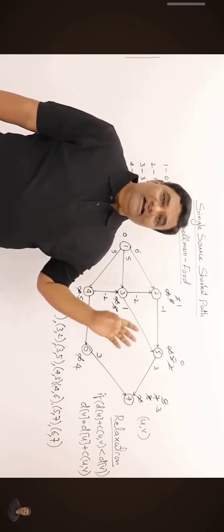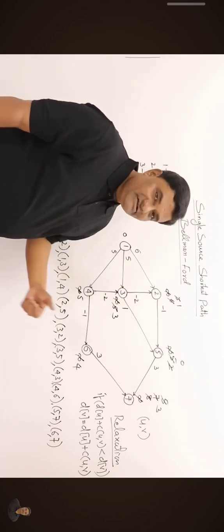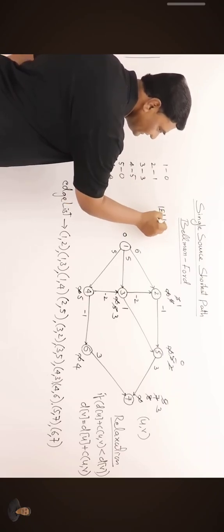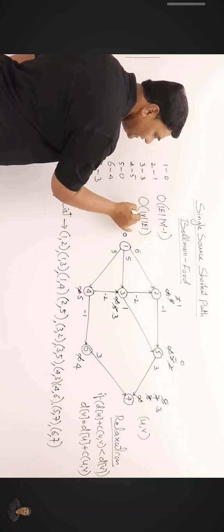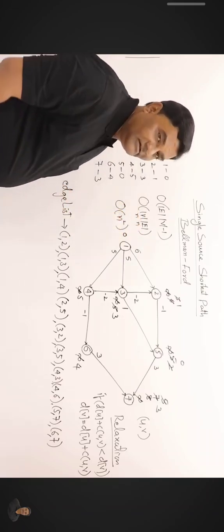Let's get the time complexity of Bellman-Ford. What is it doing? Relaxing all edges. How many edges are there? E edges are there. How many times is it relaxing? V minus 1 times. So this is order of V into E. So if we say V and E are n, this will be n square. So it depends on the number of edges.